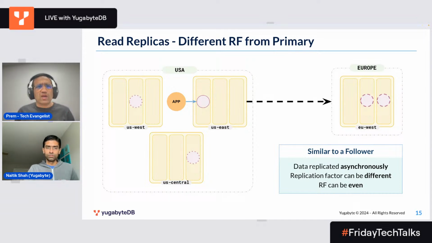to be read only. So the key thing from this particular slide diagram is that there is an application on the Europe side which does the YB read from follower setting to read from the data on the read replica in the Europe cluster. That's the key difference here, and so that's it.